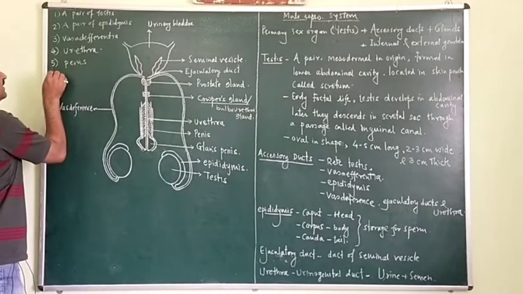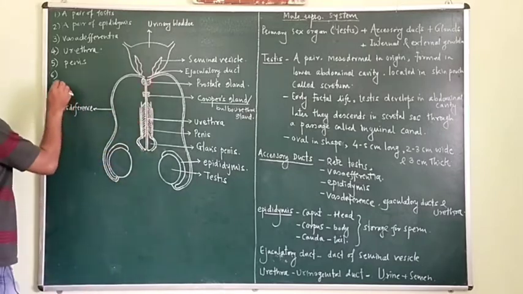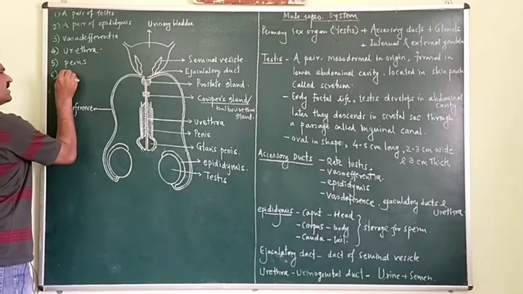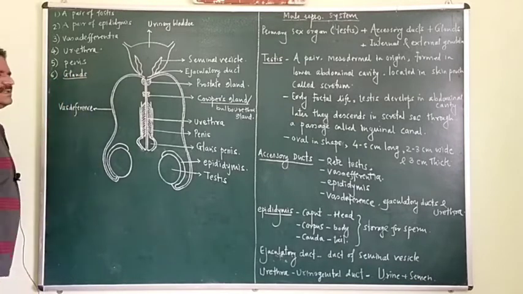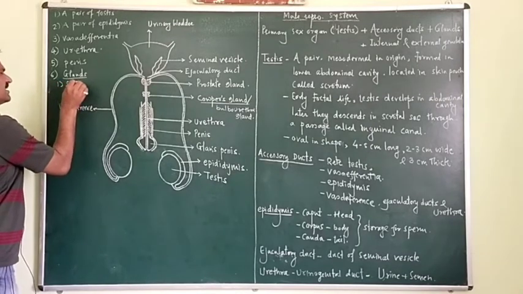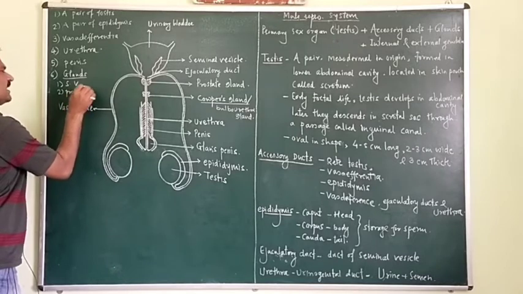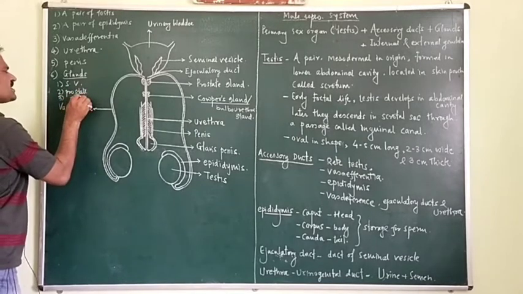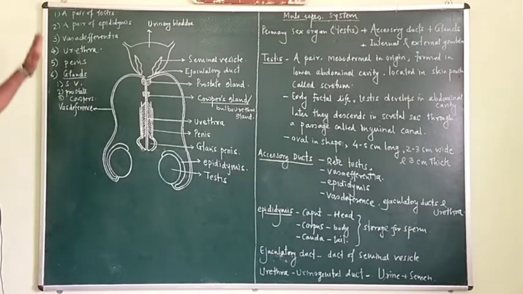Okay, and three accessory reproductive glands are present, male accessory glands. Three glands are associated with male reproductive system, that is seminal vesicle, second prostate, and third one is Cowper's gland. All these structures constitute to form a male reproductive system.